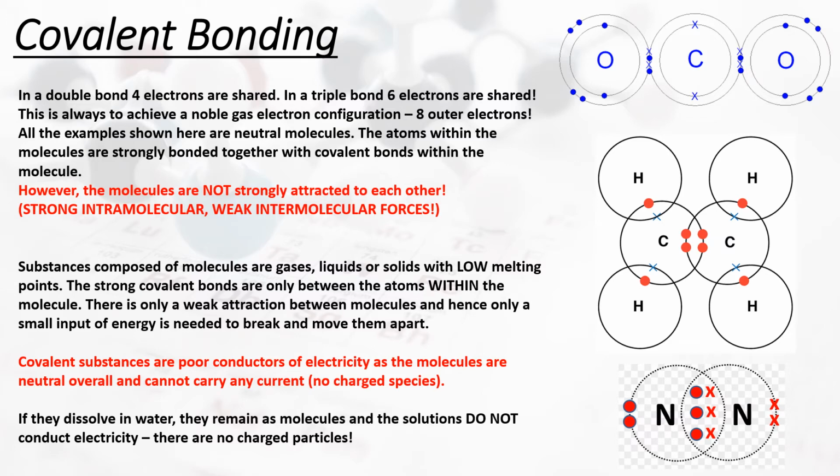So one way you can tell the difference between ionic and covalent bonding in a substance is if it conducts electricity. If it does, it's likely ionic. If it doesn't, it's likely covalent. There are no charged particles here to be able to carry charge and conduct electricity.